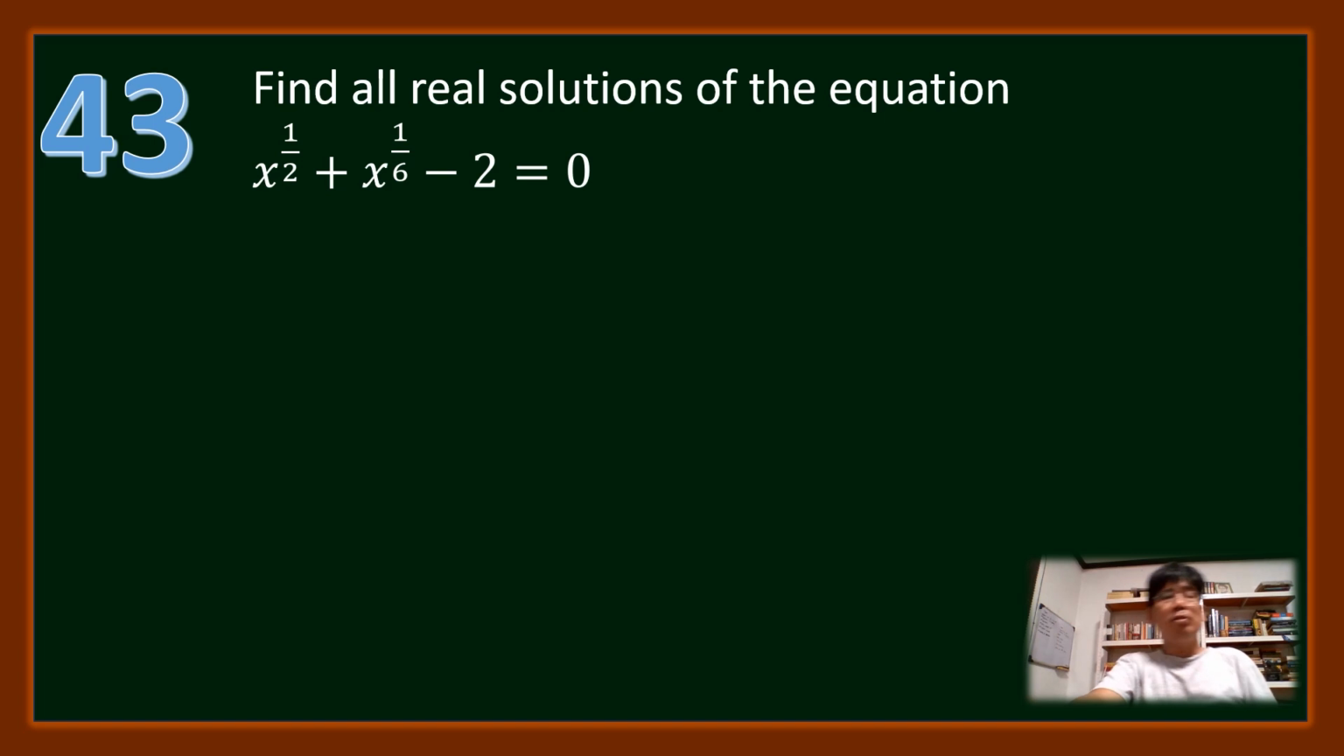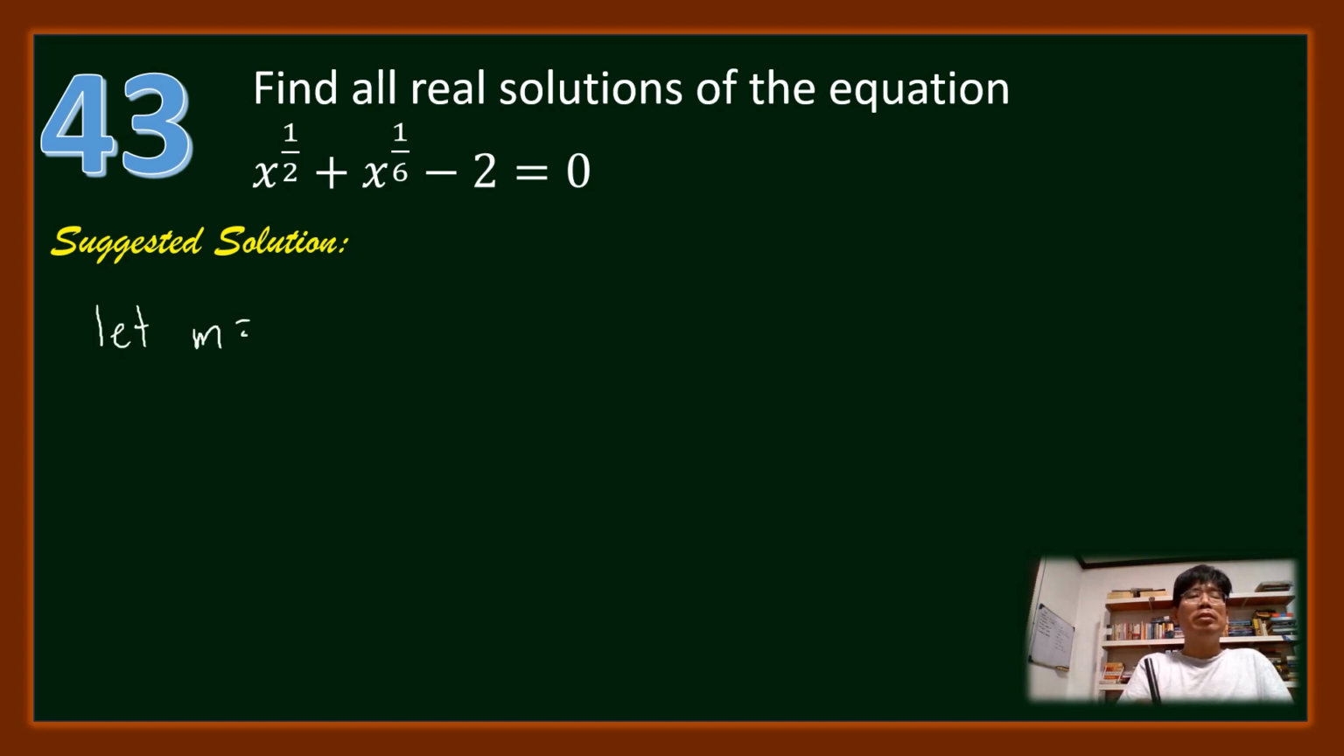Number 43. Find all real solutions of the equation x raised to 1/2 plus x raised to 1/6 minus 2 equals 0. For our suggested solution, we let m be equal to x raised to 1 over 6.